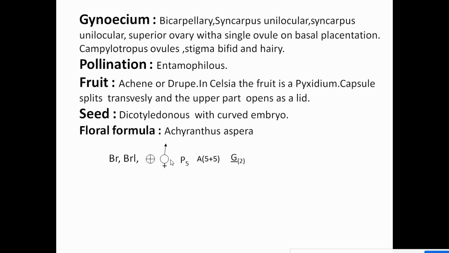The floral formula in Achyranthes aspera is bracteate, bracteolate, regular, bisexual, perianth 5, androecium 5 plus 5, and gynoecium bicarpellary, syncarpous, hypogynous.